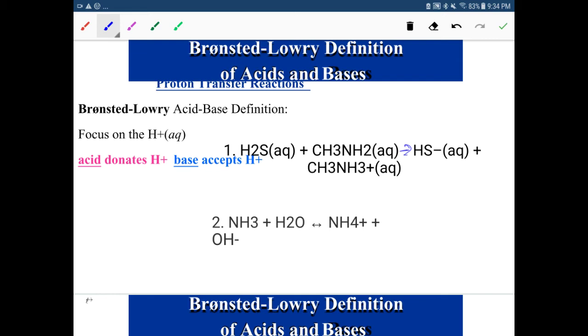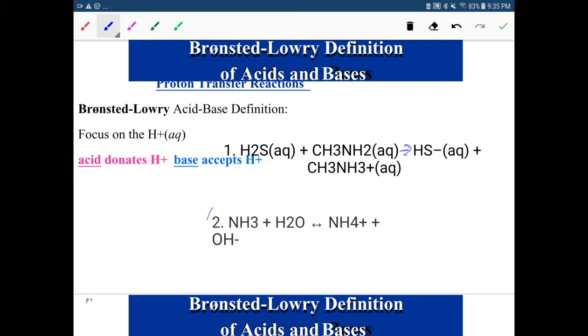You could pause right now to identify which one is the acid and which one is the base. I'm going to go over them. You could try both, number 1 and number 2. Take a minute, try to identify them by yourself, then pause and watch the answer.